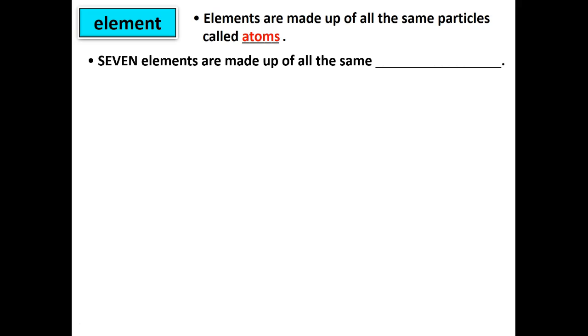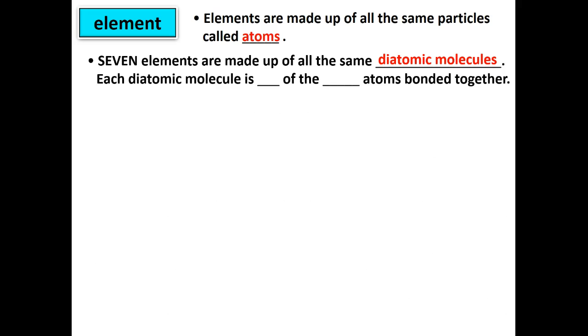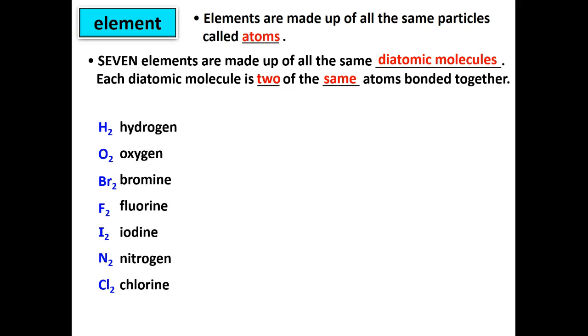7 elements exist in pairs in our natural world. These 7 elements are called diatomic molecules. Di prefix for 2, atomic meaning atoms, so 2 atoms. Each diatomic molecule is 2 of the same atoms bonded together. So those 7 naturally occurring diatomic molecules: H2, hydrogen, O2, oxygen, Br2, bromine, F2, fluorine, I2, iodine, N2, nitrogen, and Cl2, chlorine.